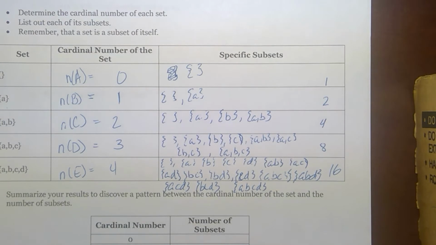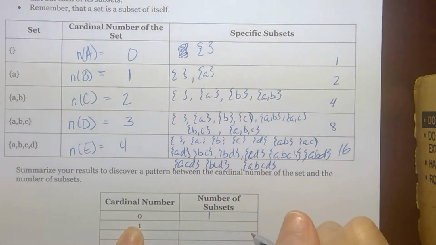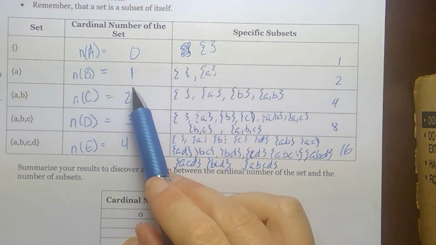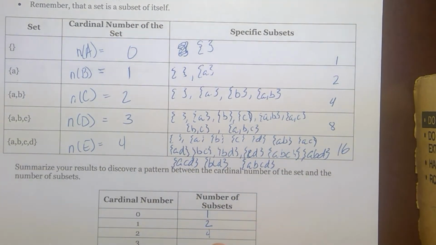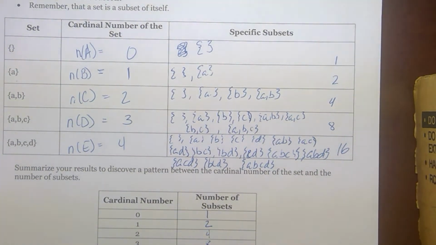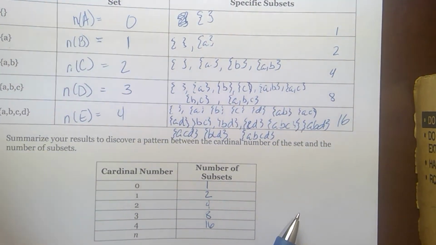Now, if I did one more time and I had 5 elements, how many subsets do you think I'd have? I'd have 32. Hopefully you notice that I'm multiplying by 2 each time. So when I had a cardinal number of 0, I only had 1 subset. Then when I had one element, I had 2. When I had 2 elements, I had 4, and then 8, and then 16. So what's my general rule?